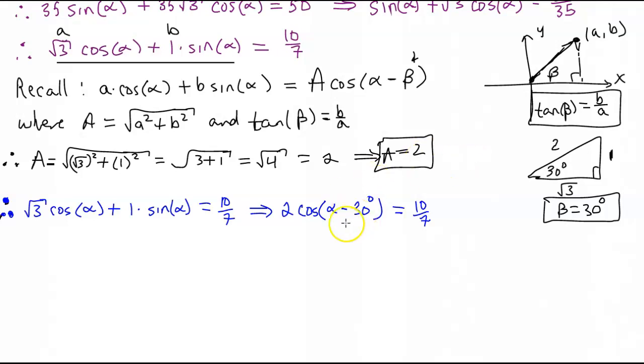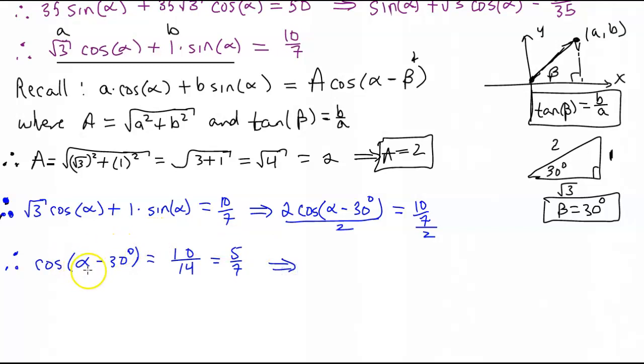So now what I need to do is just solve for what alpha is. The first thing that I could do is divide both sides of this particular equation by 2. And if I do that, I'll just get cosine of alpha minus 30 degrees, and that will be equal to 10 over 14. 10 over 14 is the same as 5 over 7.